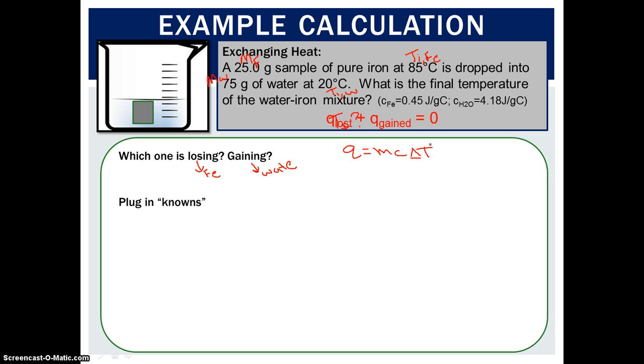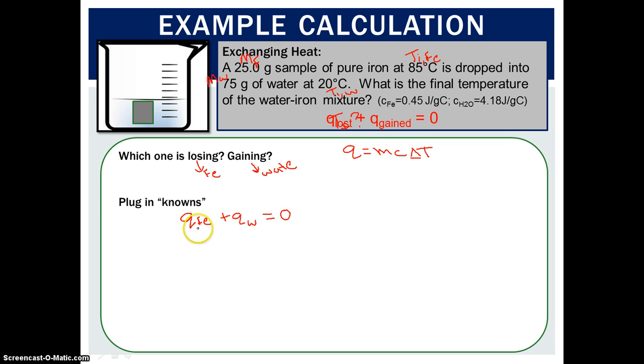So we're plugging in our knowns. So Q lost is what I'm doing first. That means everything I plug into this Q equals MC delta T equation, I'm doing Q of iron plus Q of all the information of water equals 0.